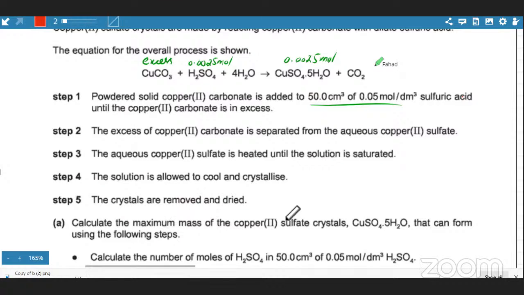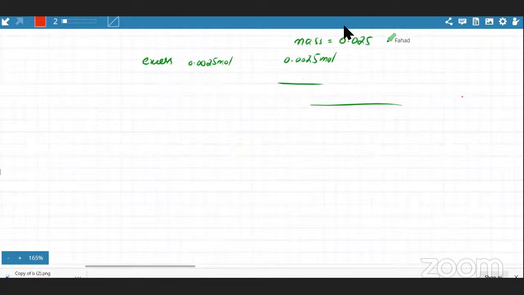Calculate the maximum mass of copper sulfate that can form using the following steps. Now we've pretty much done all the steps. I don't need the steps. I just need to figure out the mass now. That's the last step. How do you find mass? Mass can be found by multiplying the moles by the Mr. So it's 0.0025 moles.